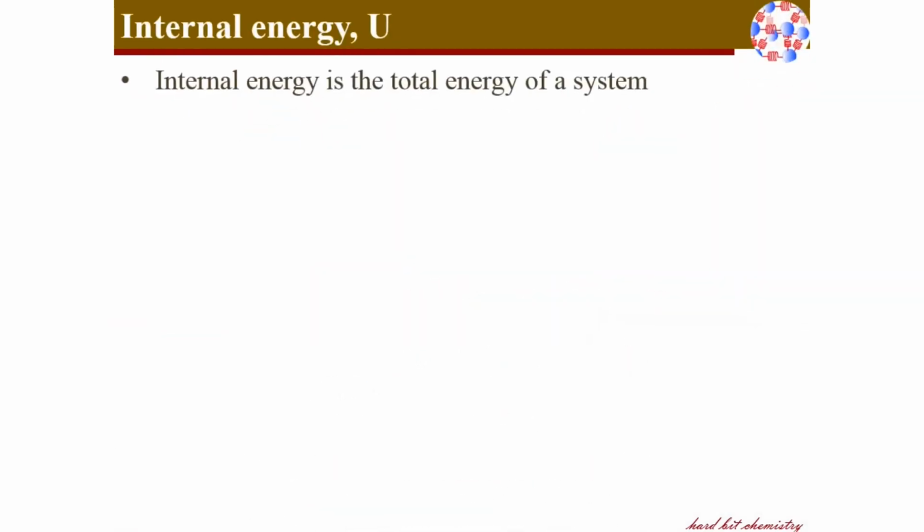Internal energy is defined as the total energy of a given system. Energy is the capacity of the system to do work, and internal energy represents the net energy content of the system. It includes both kinetic and potential energies. Kinetic energy is due to molecular motions, whereas potential energies arise from charge interactions and position of molecules within the system.